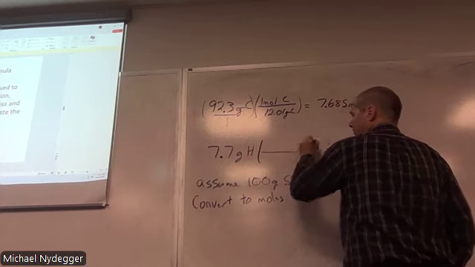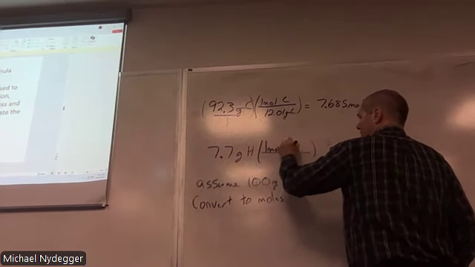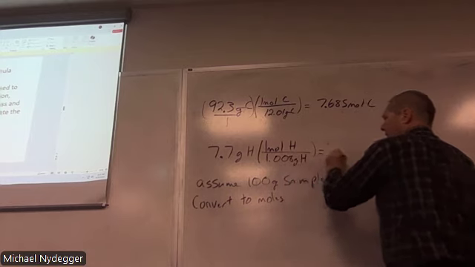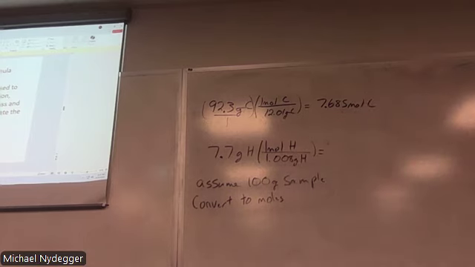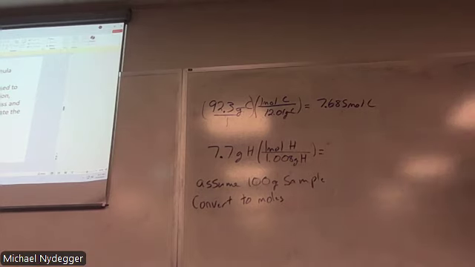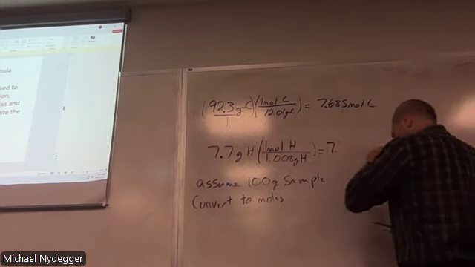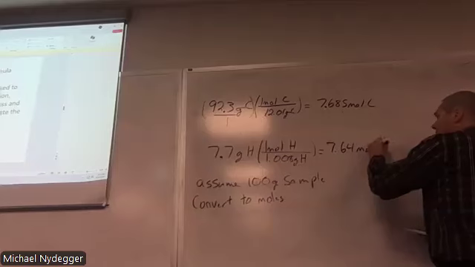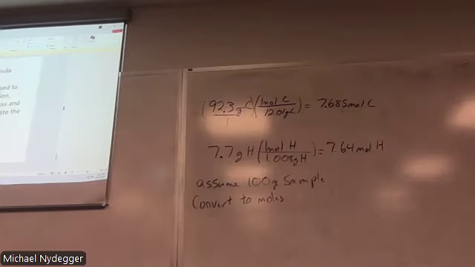Do the same thing with hydrogen. I always remember hydrogen is 1.008 because that's how I was taught. If you just put 1, that's good enough. It doesn't have to be exact. So 7.7 divided by 1.008, in this case, we now get 7.64 moles of hydrogen.